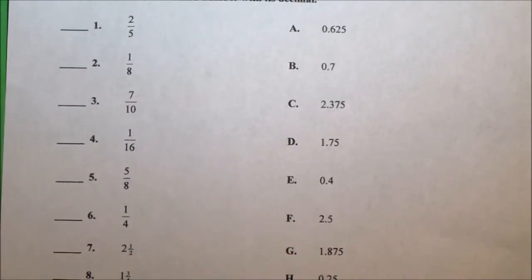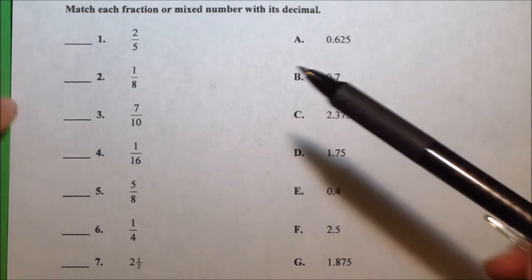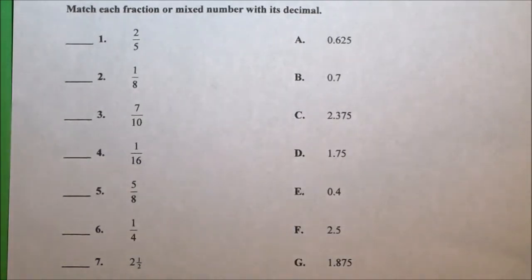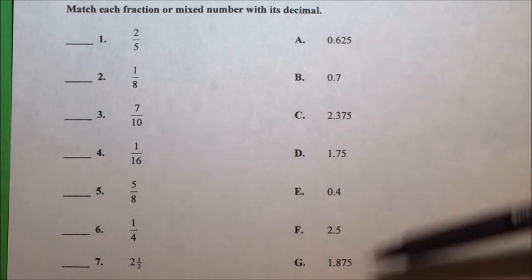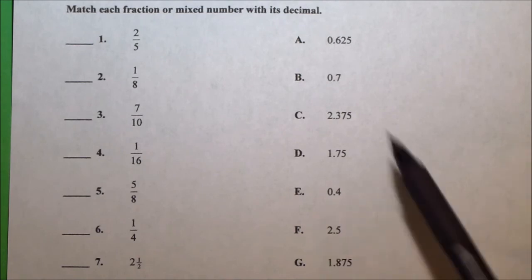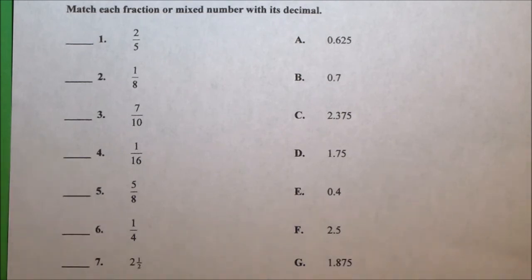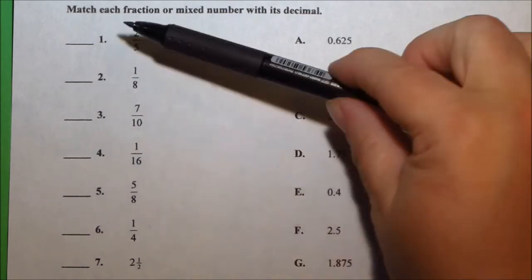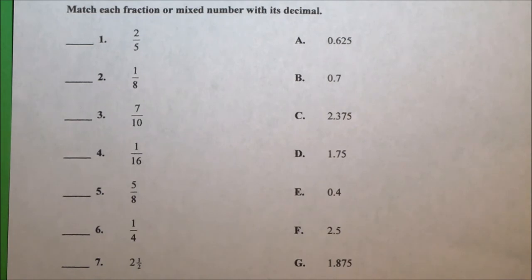Now, you have a choice here. You could decide that you want to convert all of these fractions to decimals and then find their matches. Or you can convert all of these decimals to fractions and find their matches. Or you can do a mix and match, depending on what you're comfortable with. You may find it easier to convert one way or the other. And so if you do, then do that. I can tell you that there is one match for each one. None of them repeat, and all of them will be used. So you can do it either way that makes you comfortable.